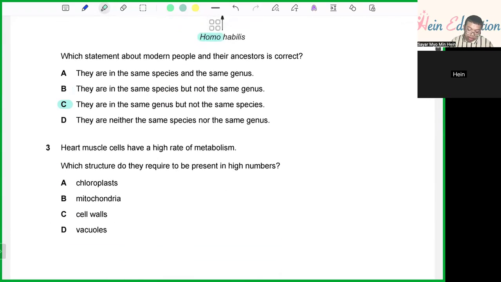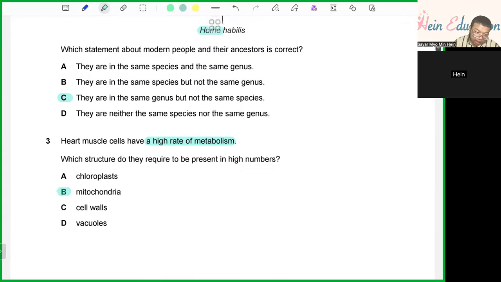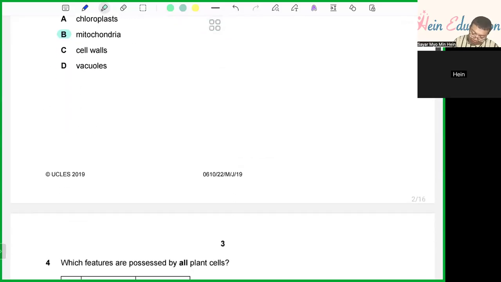And for number 3, heart muscle cells have a high rate of metabolism. Which structure do they require to be present in high numbers? For high metabolism, they need to produce a lot of respiration, and respiration takes place in the mitochondria. So the correct answer is B.